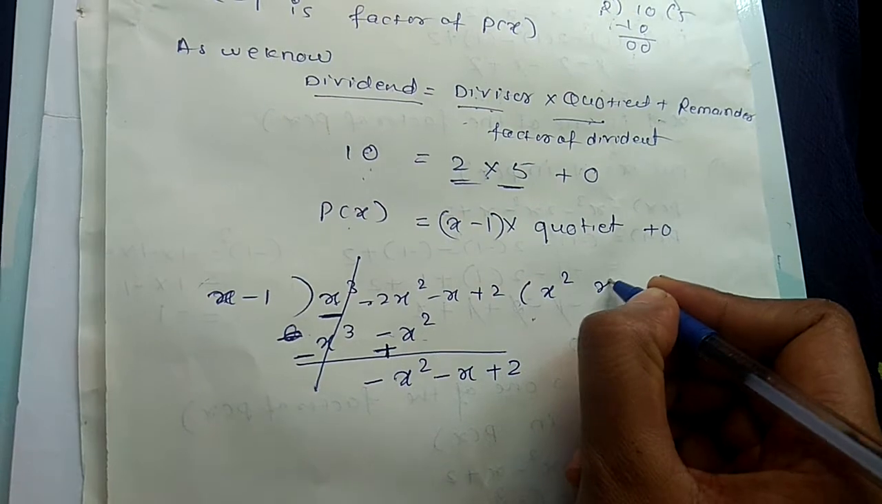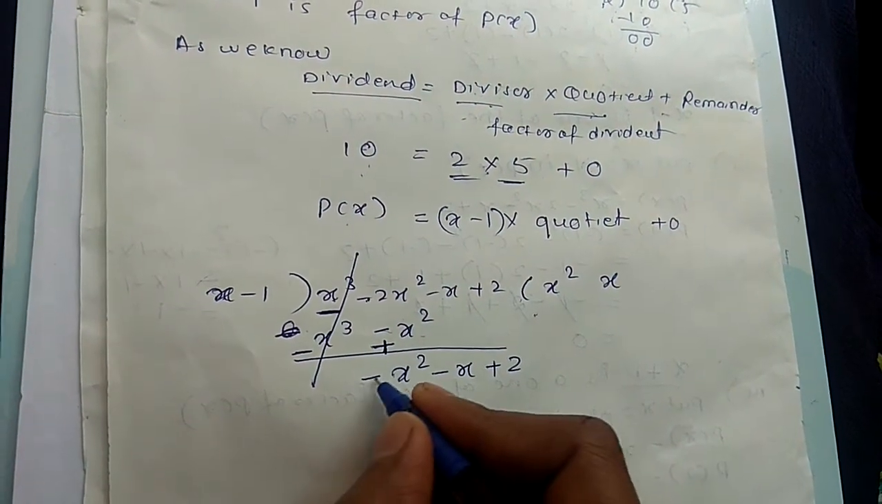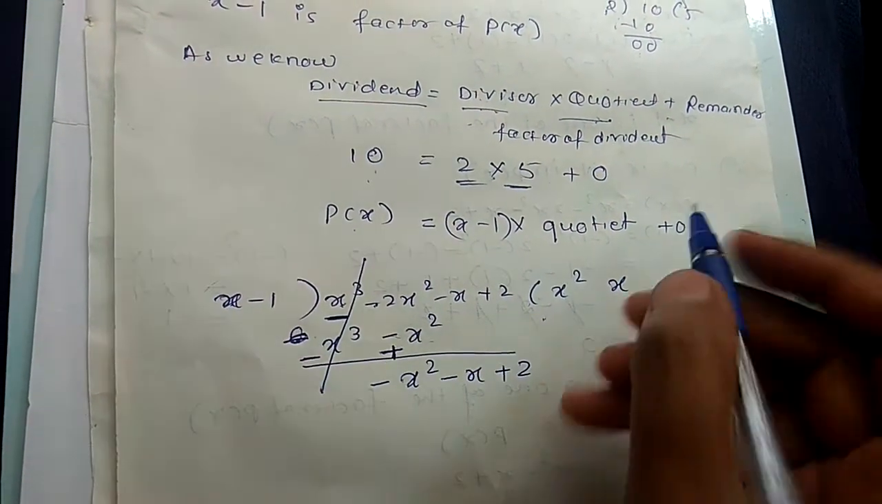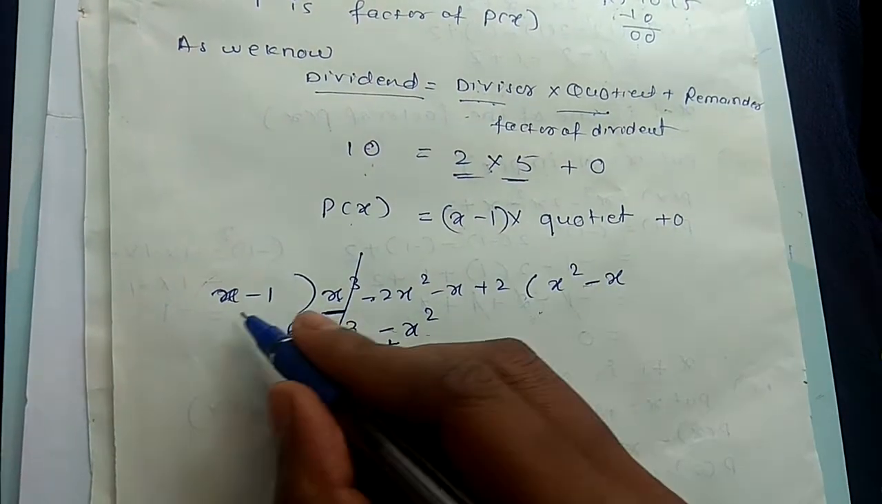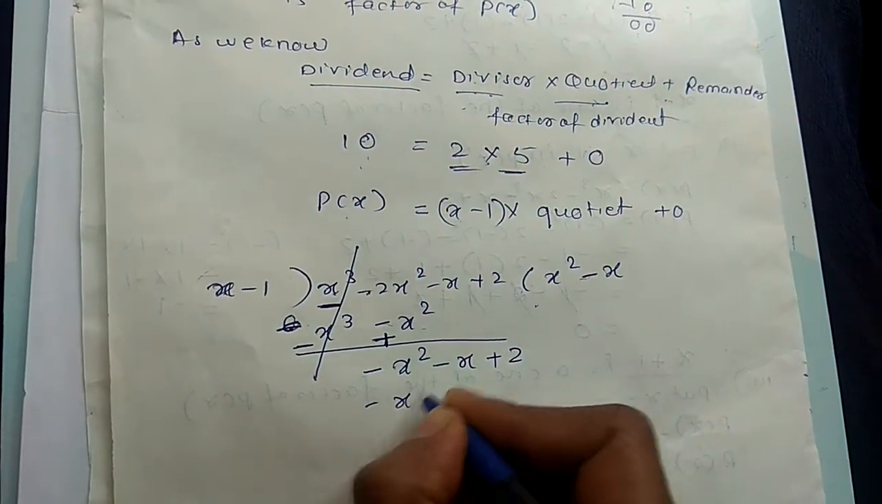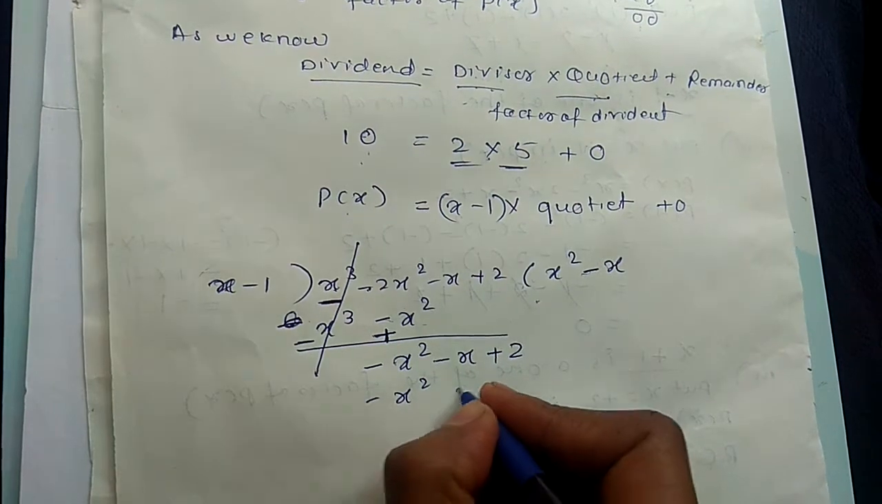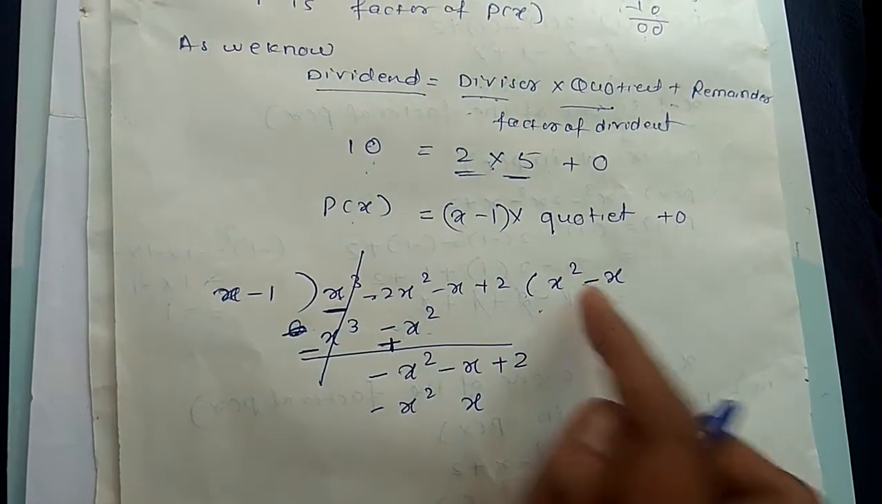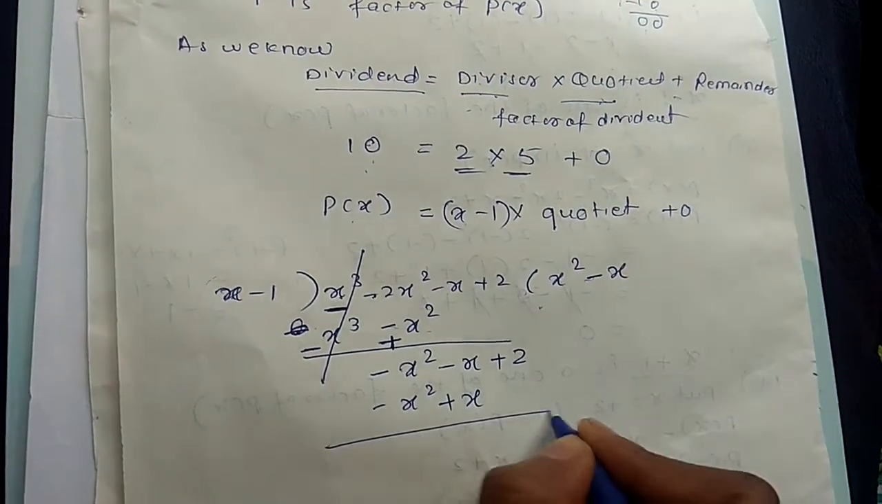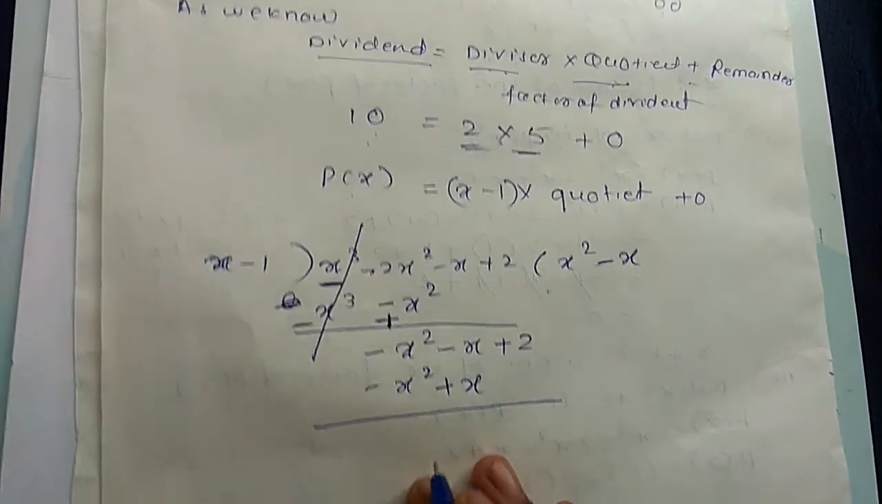So we have to multiply x to get x square. Here we have minus, and here you can't change the sign. So here you can give the sign. So x into minus x will be minus x square. 1 into x is x, minus will be plus. And as I told you, we have to subtract, but no need to subtract.